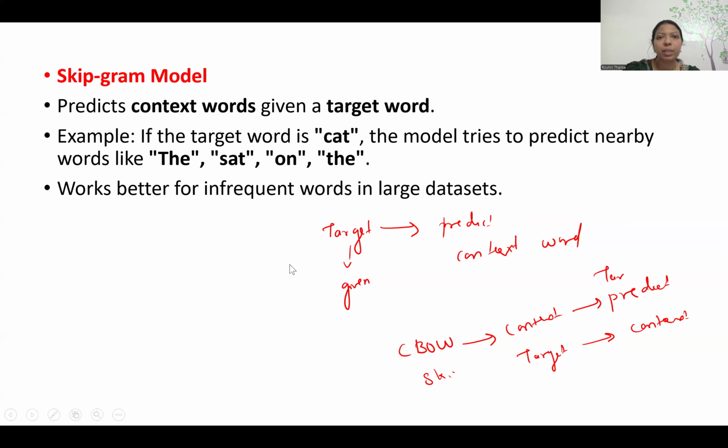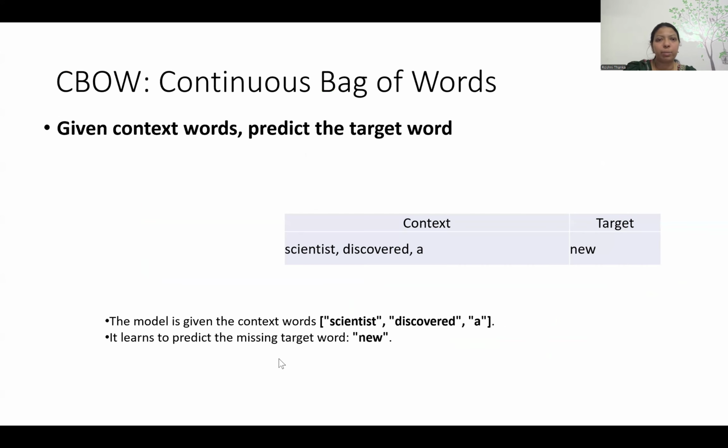So here, cat is the target word. So cat will be given, and we want to predict the context words. What are the context words? The, sat, on, the. So this is the context. Continuous bag of words is faster, and it is suitable for smaller data sets. And skip-gram is suitable for larger data sets. If you have a large data set, then only can we predict the context words when a target word is given.